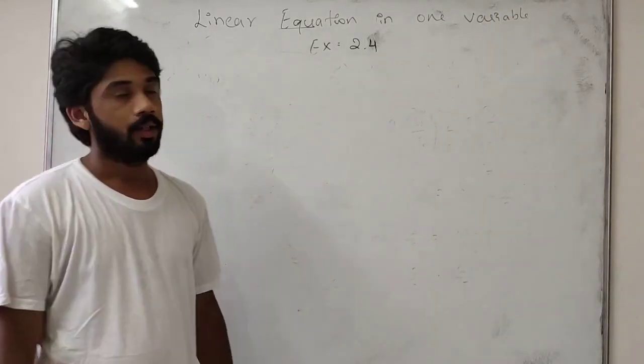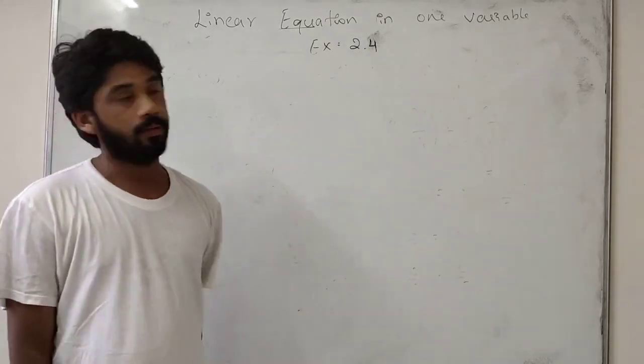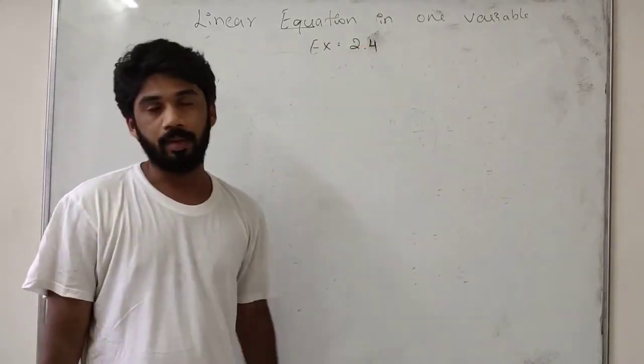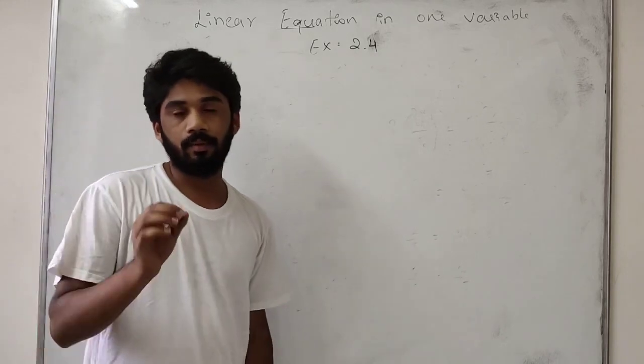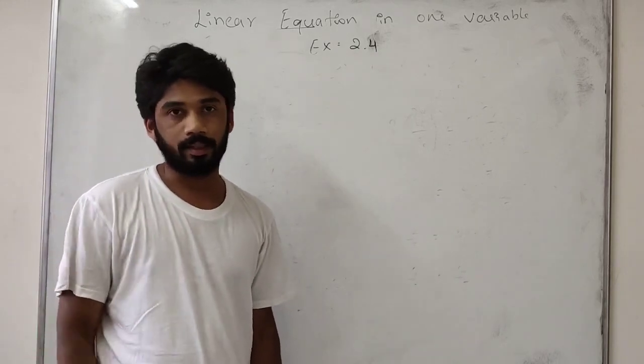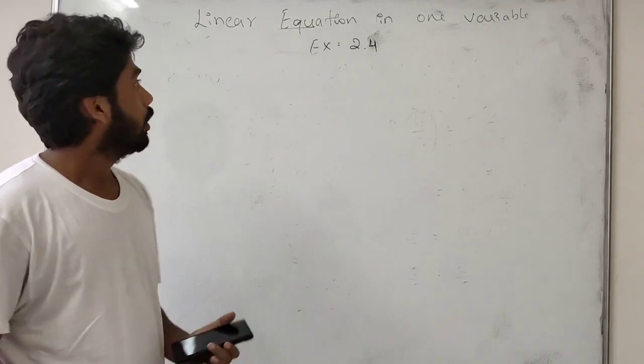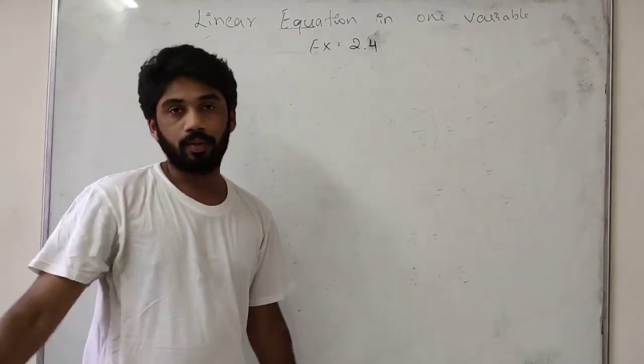In the previous class, we were doing exercise 2.3 and we have completed it. In today's exercise, we are going to do exercise 2.4, linear equation in one variable. There is nothing constant in exercise 2.4. It is a word problem based exercise. Today I am going to do exercise 2.4.